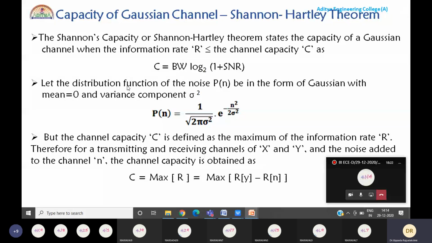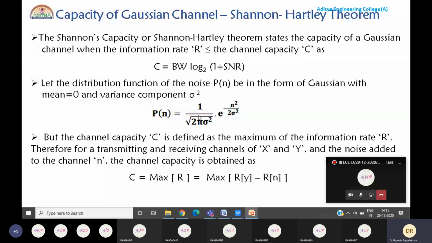Now, let the distribution function of the noise, P of n, be in the form of a Gaussian with mean equal to 0 and variance sigma square. So what are we defining? We are defining P of n as a distribution function in the form of a Gaussian. I think you know that a Gaussian is a bell-shaped distribution, here with mean 0 and variance sigma square.